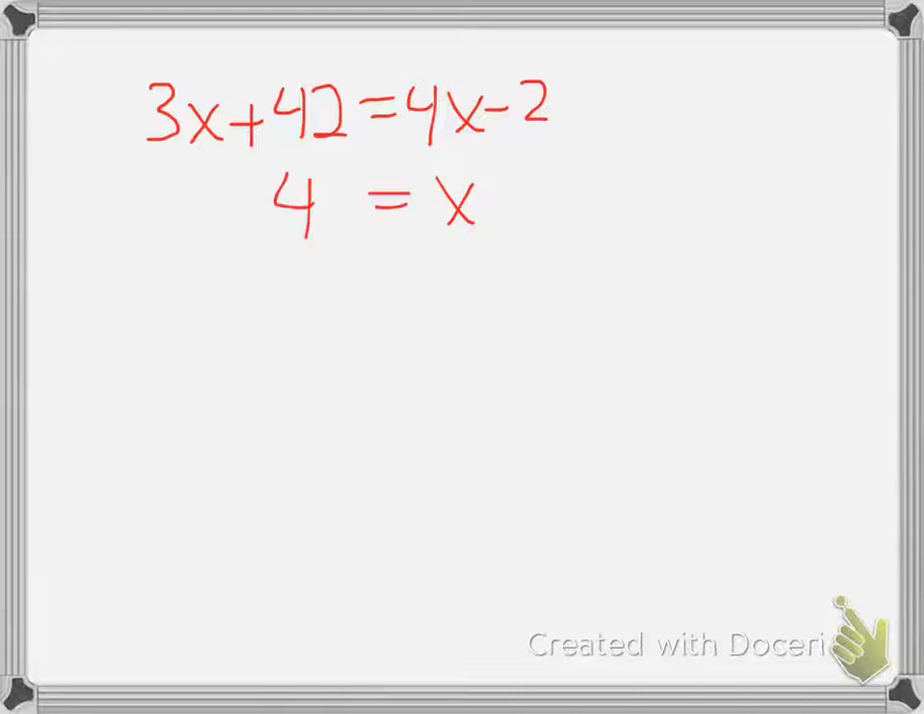3x plus 42 equals 4x minus 2, and if you solve it, you'll get x being 44. So that's your work on number 11.